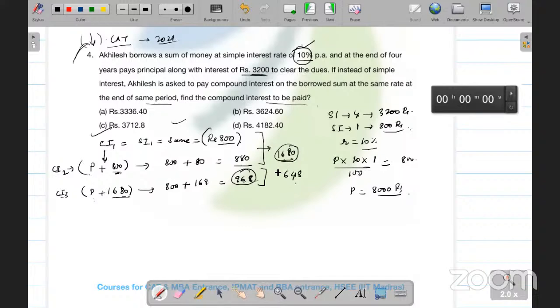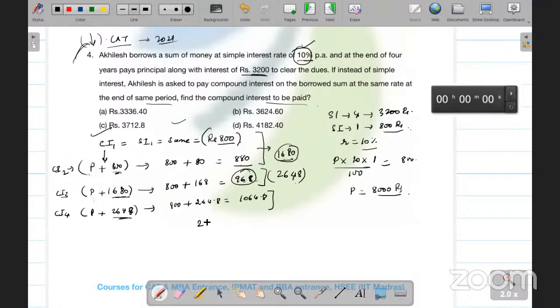6 and 2. Correct? So 2580 plus 68 is 2648. So the fourth year, the interest will be on P plus 2648. On P, I already know that interest will be 800 rupees. The additional interest will be on 2648 rupees, which will be 264.8. That makes it 1064.8 rupees more of interest.